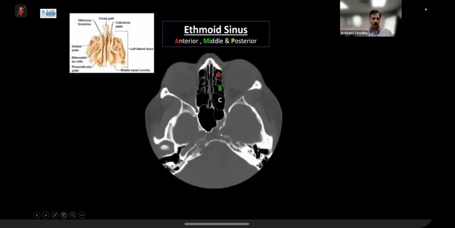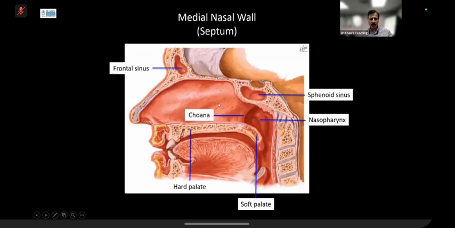Before we take it further, one concept you have to remember is that the ethmoid air cells, we divide them; there are about 3 to 18 air cells. Anatomically speaking, we call them anterior ethmoid air cells, middle ethmoid air cells, and posterior. And these ones are the sphenoid sinus. This concept is important to remember because the drainage pathway is different.